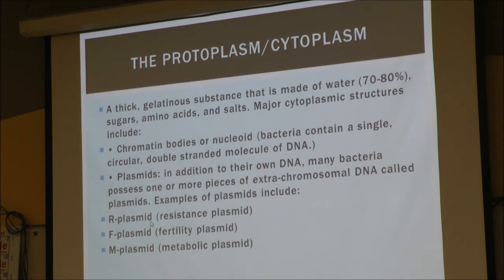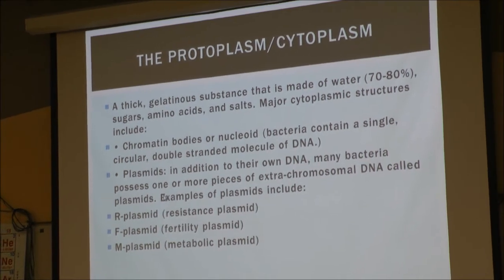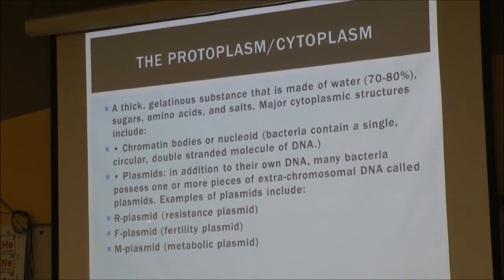So our plasmid right here, which is a resistant plasmid, responsible for resistance to antibiotics, is found in both gram-positive and negative bacteria. But this one right here is found only in gram-negative: fertility or F plasmid. You may want to highlight it, underline it. F plasmid, or fertility, is found only in gram-negative bacteria.